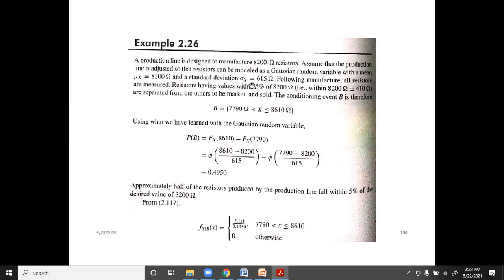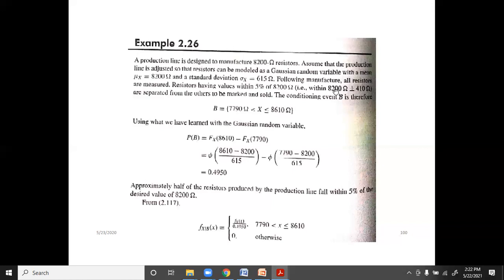So this is the range which the person who is buying is ready to accept, or the seller is selling, which maintains this type of tolerance. So 5% of this value will be 8,200 ohms plus or minus 410. Either this might be given or this might be given. Both are same because 5% of 8,200 is 410.